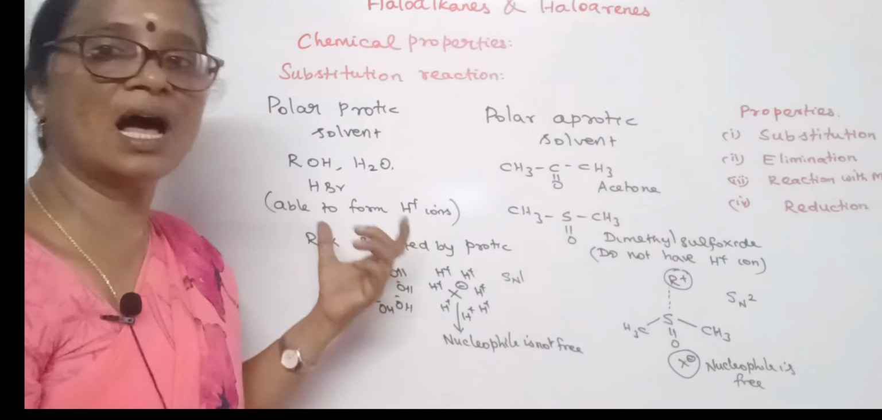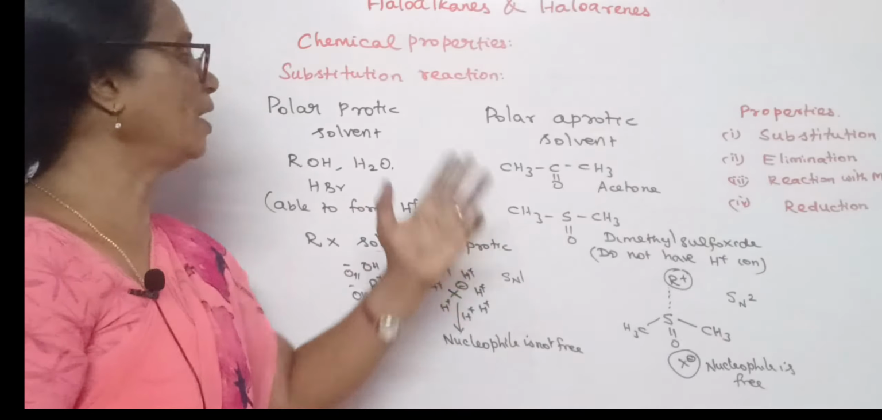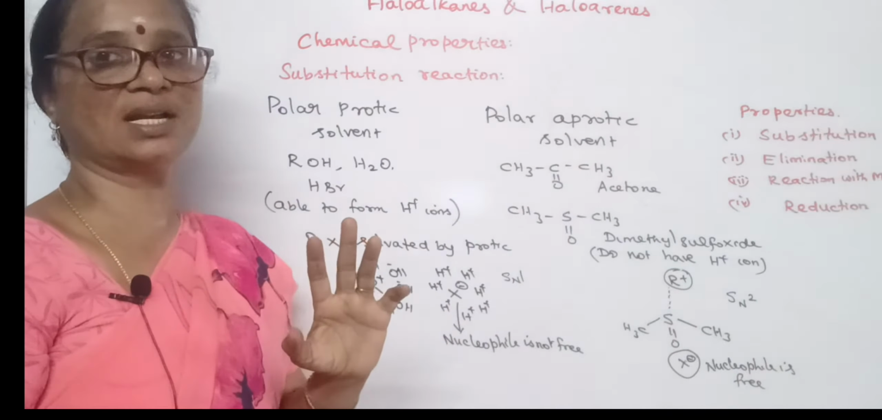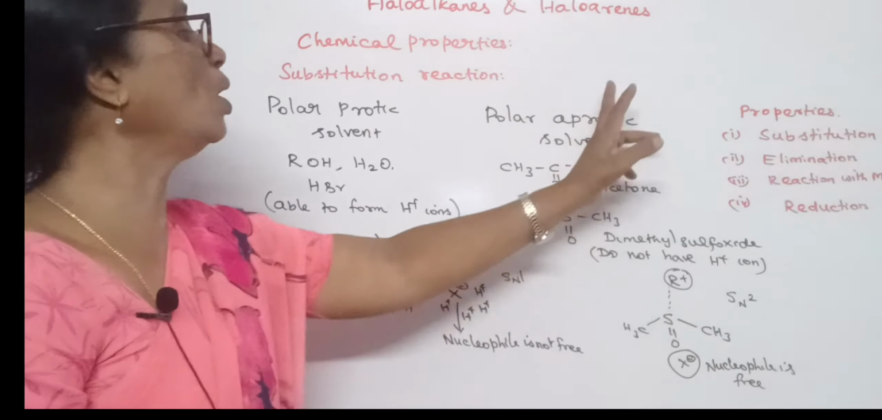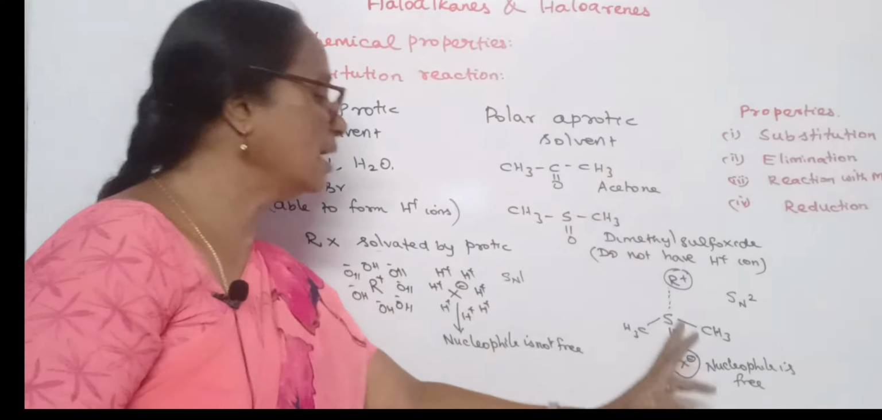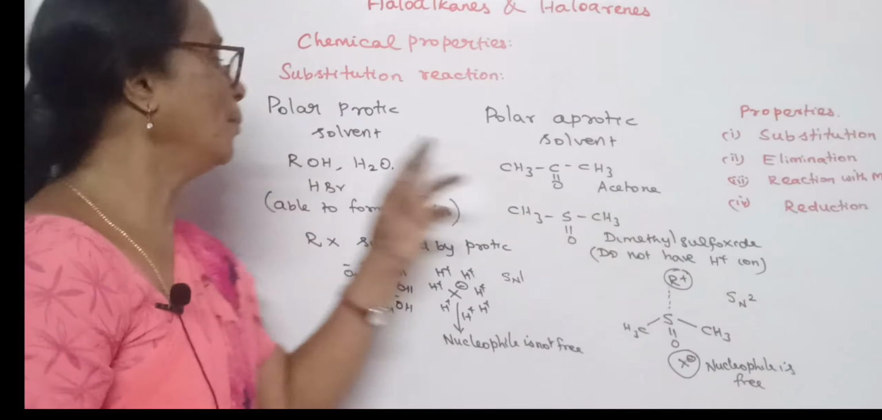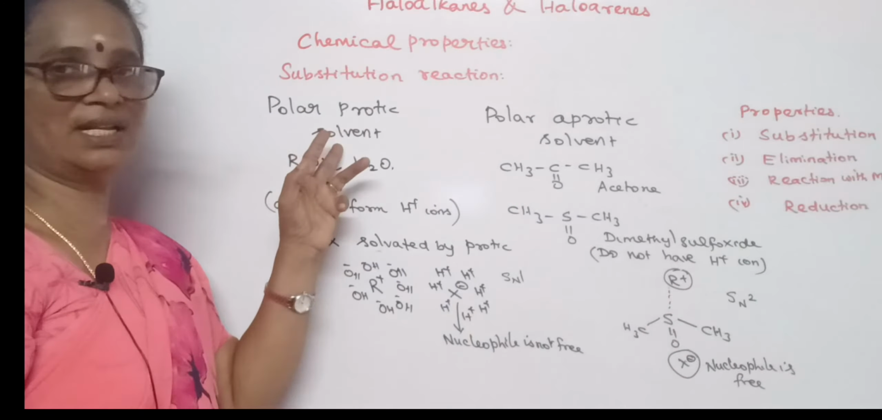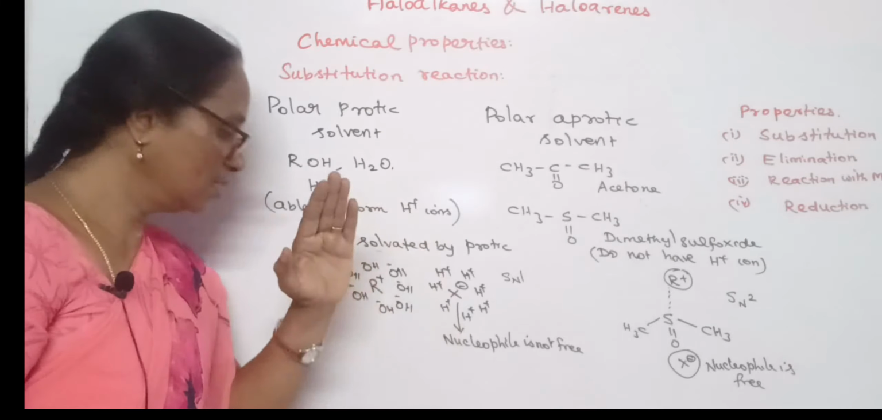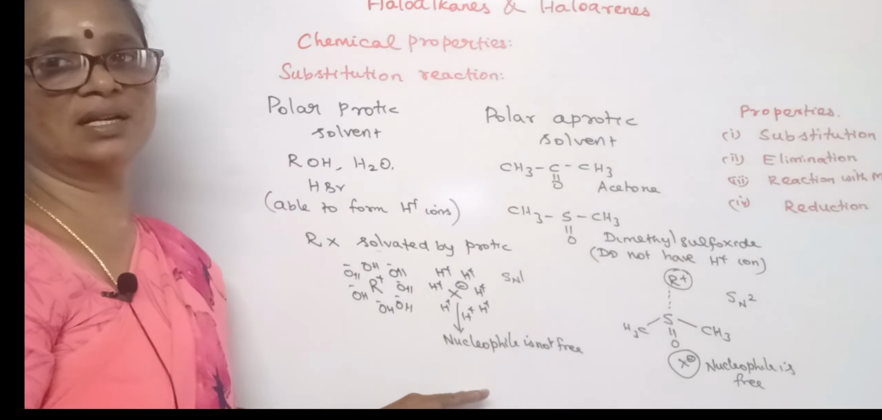The secondary alkyl halides prefer both SN1 reaction as well as SN2 reaction. So in the presence of a polar aprotic solvent, secondary alkyl halide undergoes SN2 reaction. But in the presence of a polar protic solvent, the secondary alkyl halide undergoes SN1 reaction.